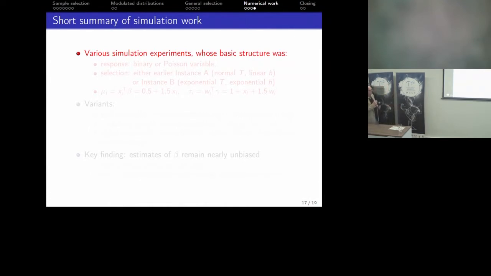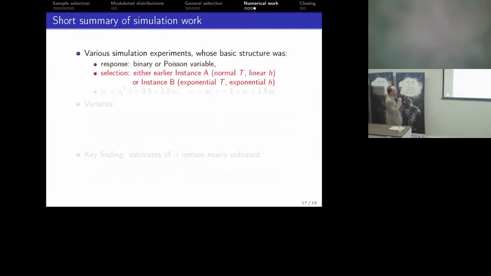Then simulation. We've done a lot of simulation. I don't attempt to present all of them, but only sketch the range. So we go with binary and so on. And selection is either type A or B, which is summarized here as normal with linear H or exponential with exponential H, which translates into a Gumbel with a linear H.